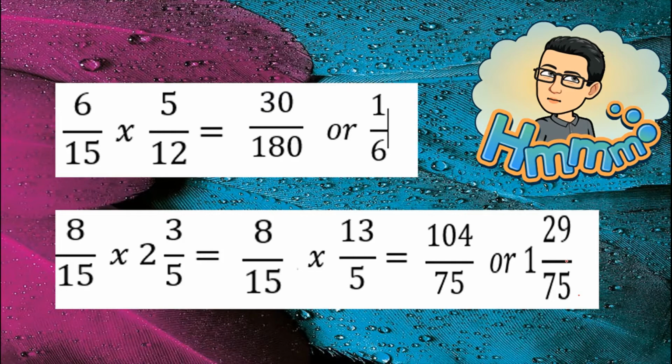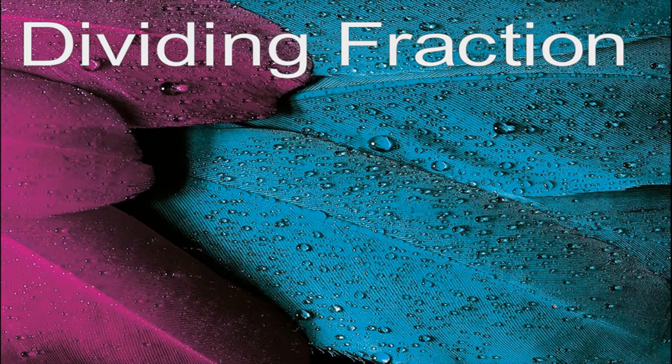So I guess there is no number that can divide 29 and 75. So this will be, I guess, our final answer. Okay, now this time, let's continue with how to divide a fraction.